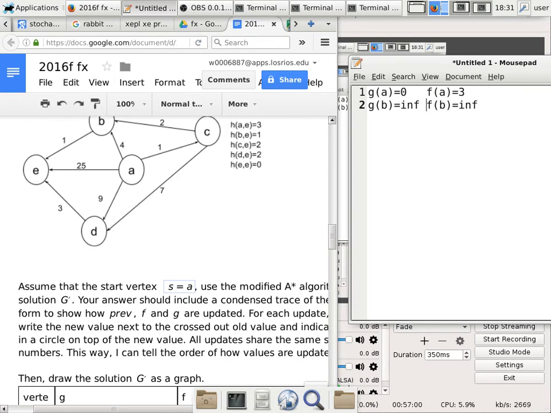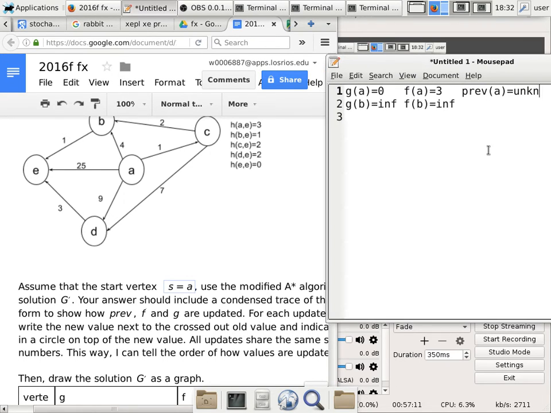So this is how we are initializing these functions to begin with. There's also one more thing that we have to initialize. The previous of A is unknown. I'm just going to use UNK for unknown because that's the amount of space that I got here. G of C is infinite. F of C is infinite. Previous of C is unknown.